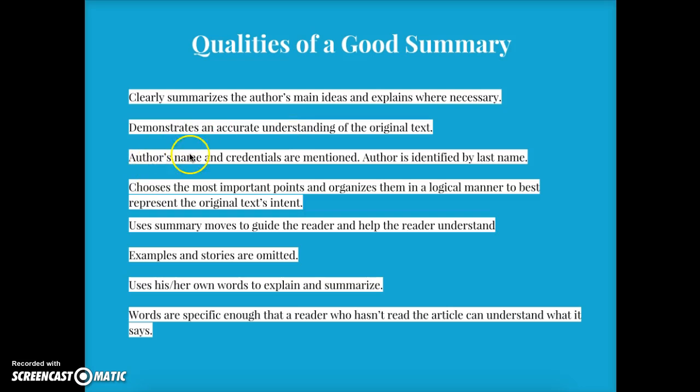You will mention the author's name and credentials. And then once you mention the author's first and last name once, you will then use only the last name after. The summary chooses the most important points, and then this is important, it will organize them logically to best represent the original text's intent. So you are choosing the most important ideas that are put forth and making sure that you rewrite them logically.